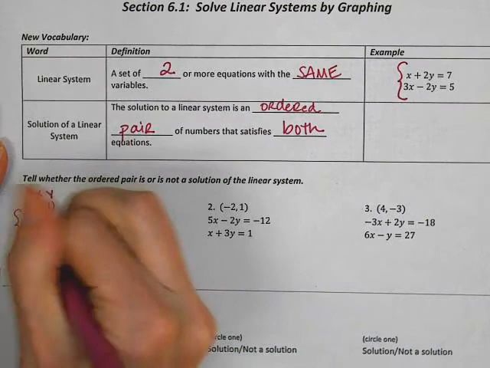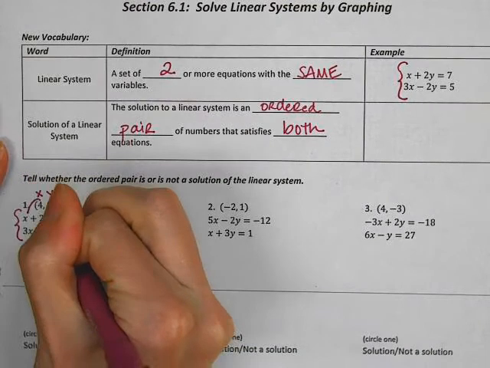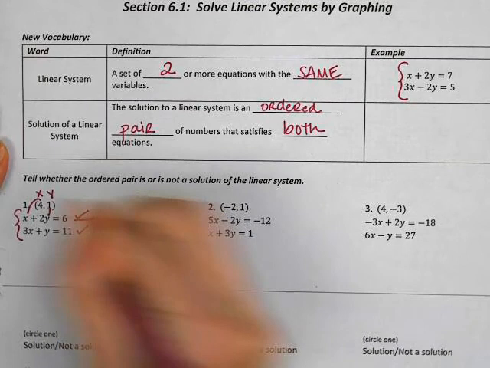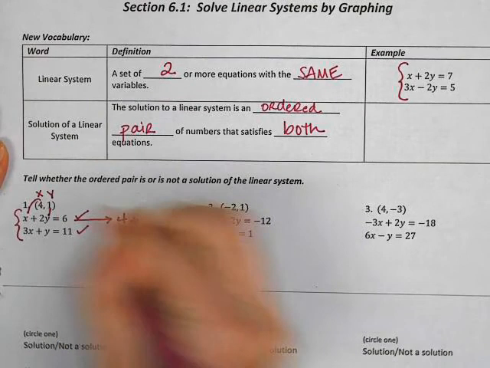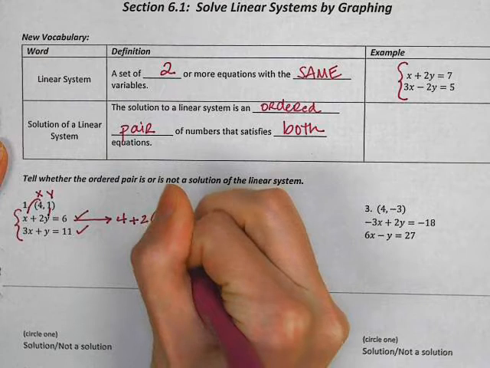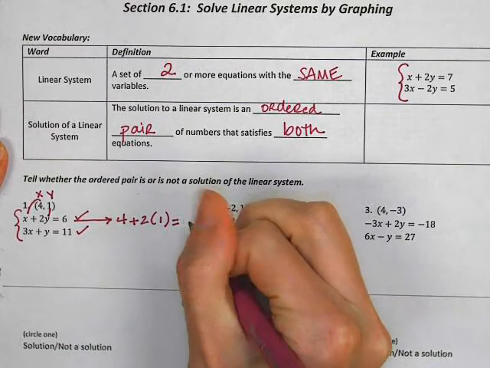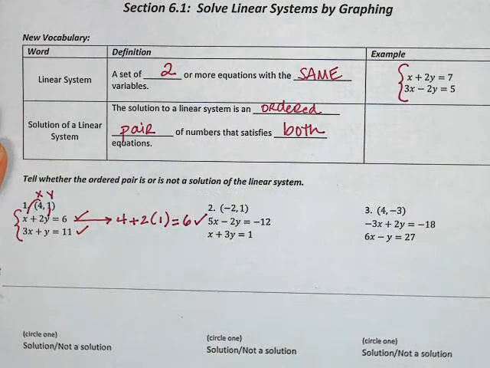All right, so let's plug in 4 for x and 1 for y, and see if we get 6. If x is 4 and y is 1, what do we get? Well, 4 plus 2 times 1 is 6. So yes, the first one does work.